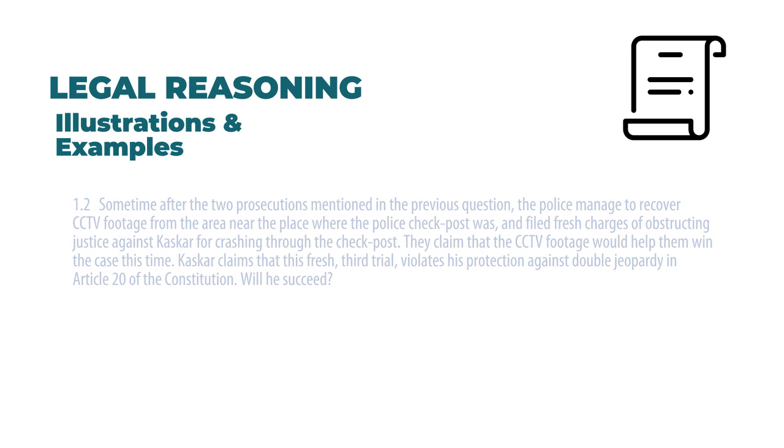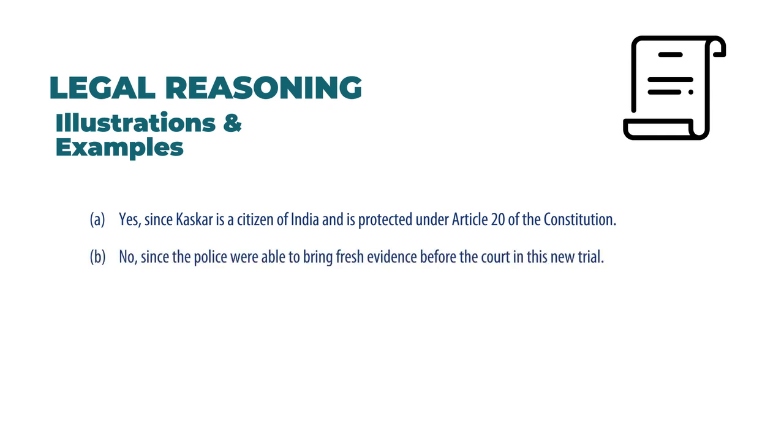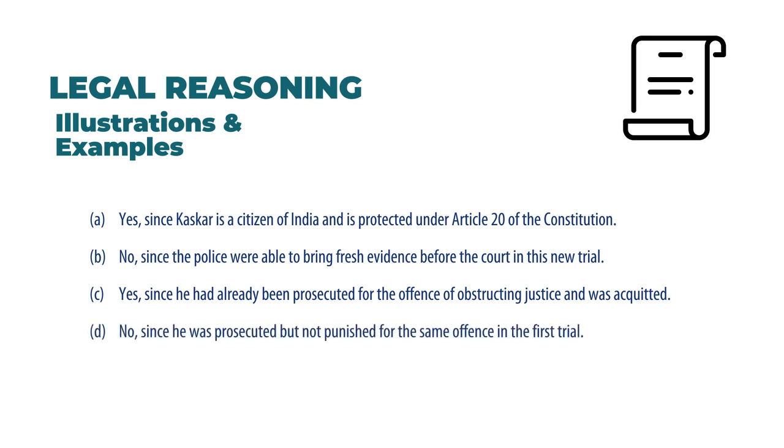Will he succeed? Your options are A. Yes, since Kaskar is a citizen of India and is protected under Article 20 of the Constitution. B. No, since the police were able to bring fresh evidence before the court in this new trial. C. Yes, since he had already been prosecuted for the offence of obstructing justice and was acquitted. Or D. No, since he was prosecuted but not punished for the same offence in the first trial.